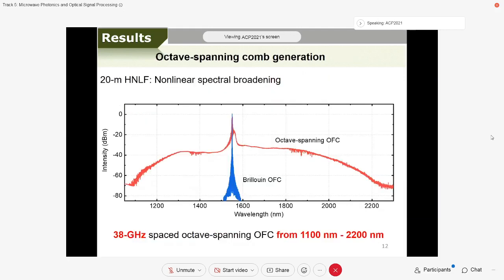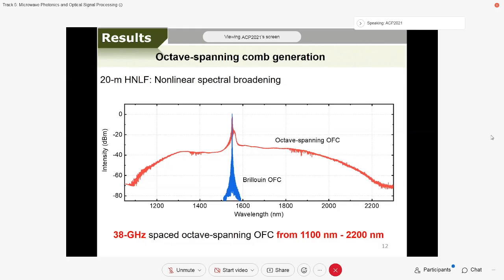Finally, the optical pulse is sent to a 20-meter HNLF for nonlinear spectral broadening. We successfully generated a 38 GHz-based octave spanning comb with a spectral range of 1,100 nanometers.